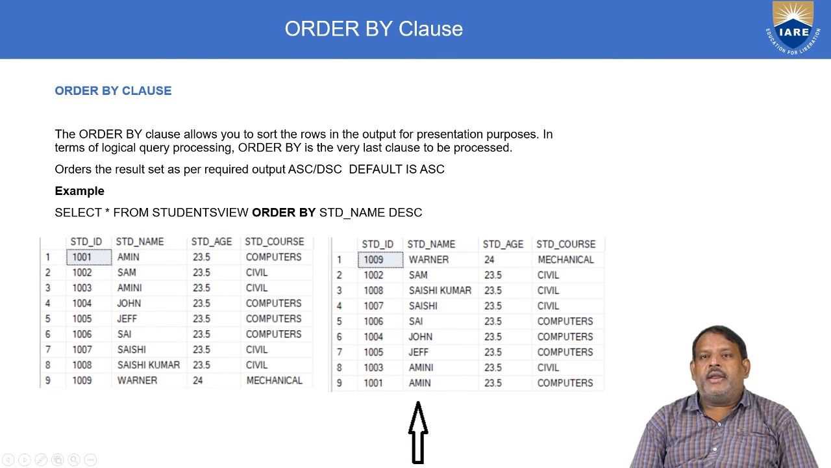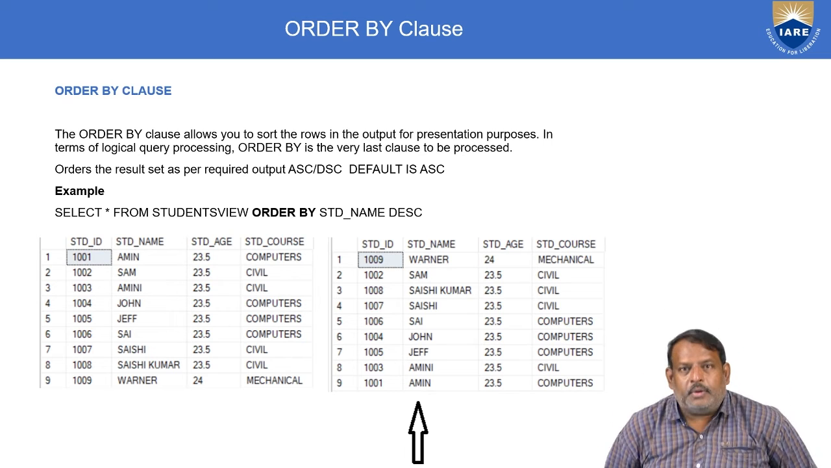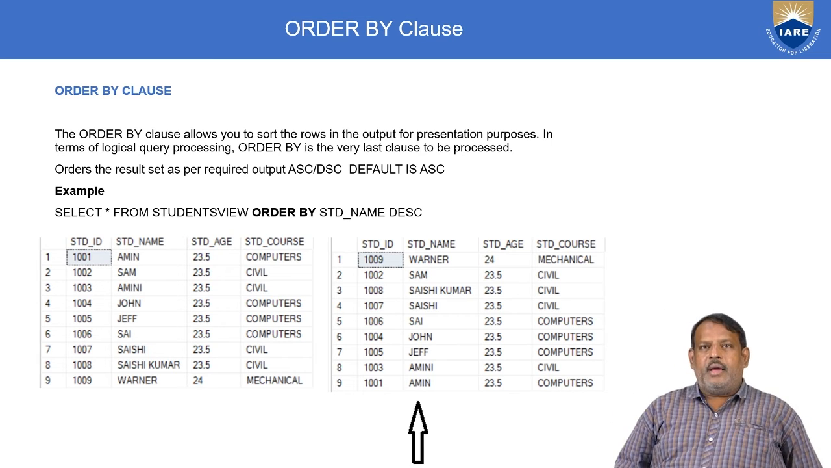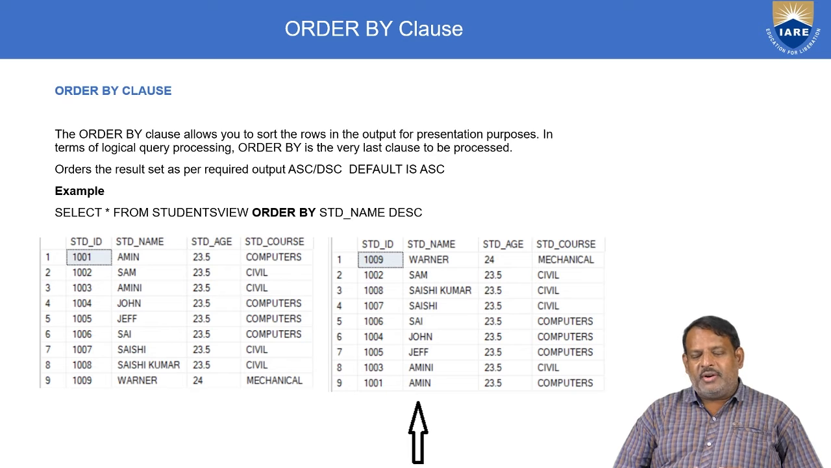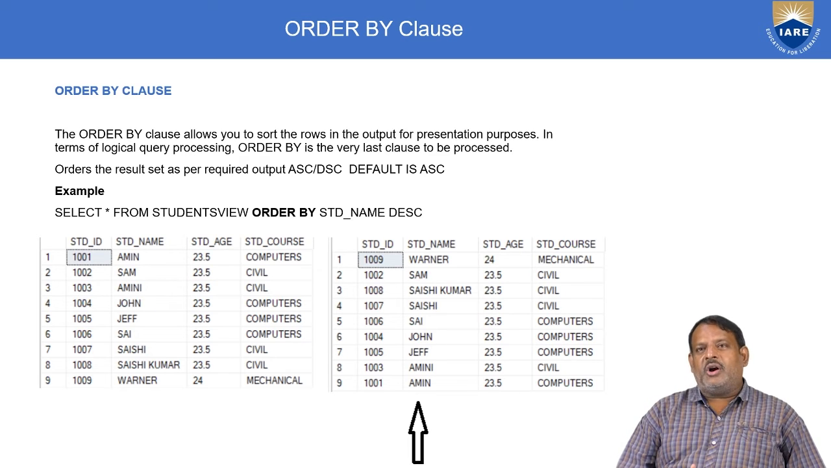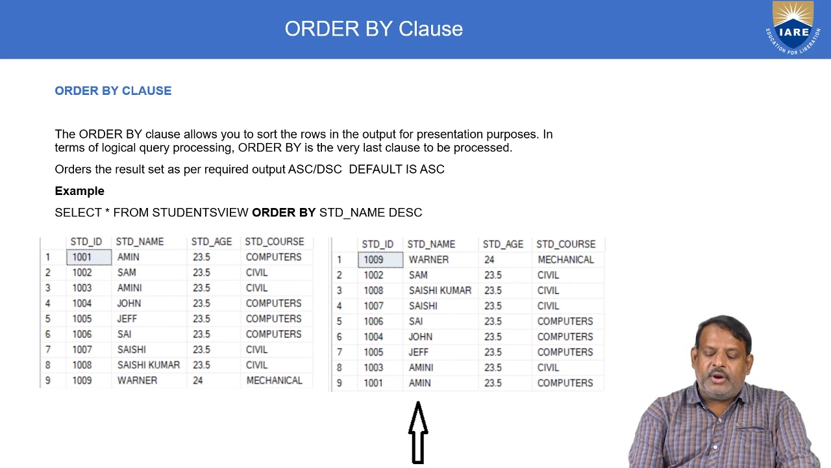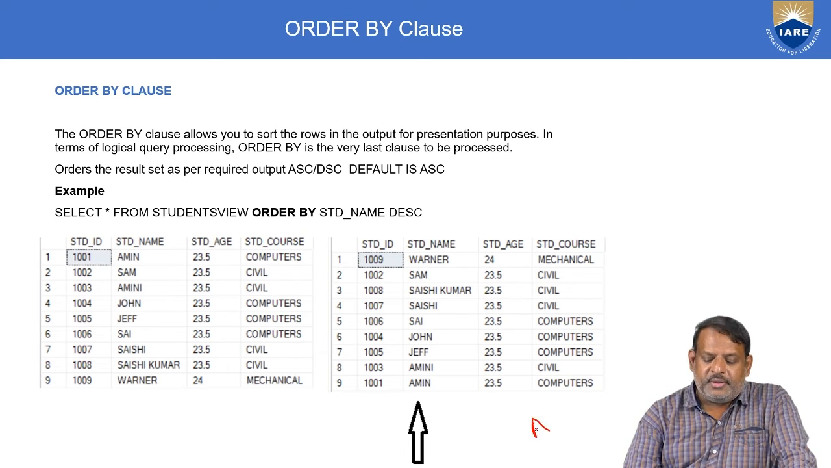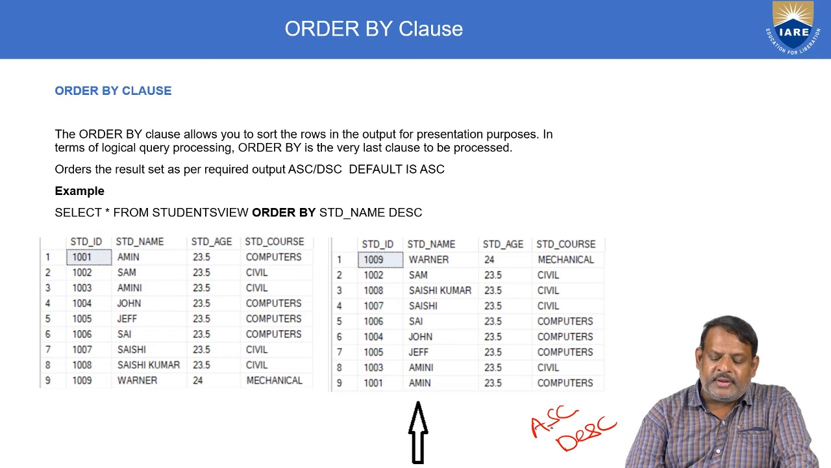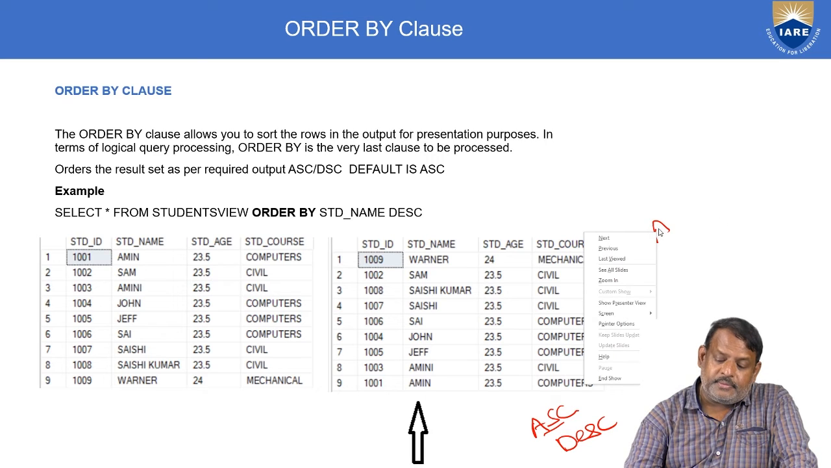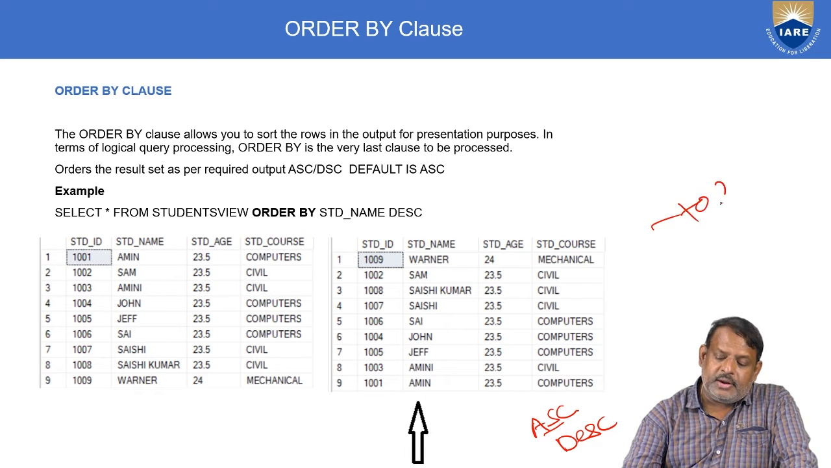Next, ordering the data. After you get the data, if you want to sort the data, you have to use the order by clause. So your data can be sorted based on ascending or descending. Ascending means A to Z, or small to big.